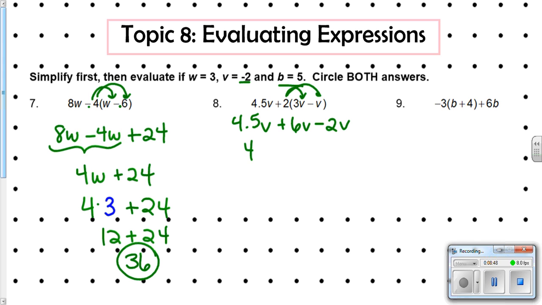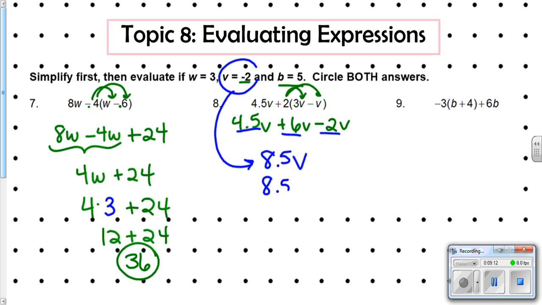Okay, so now I notice that everything is a v. So really, I actually have all like terms here. So I can combine 4.5 plus 6 minus 2. 4.5 plus 6 is 10.5. 10.5 minus 2 is 8.5v. Okay? Now, I know that v is negative 2. So really, I have 8.5 times negative 2, giving me an answer of negative 17.